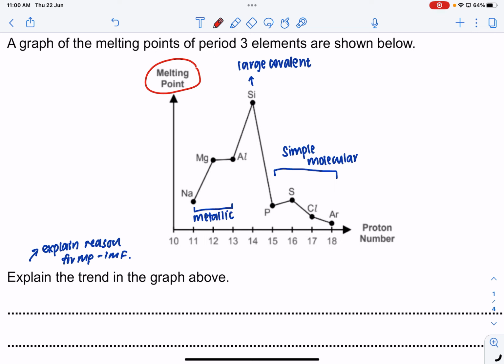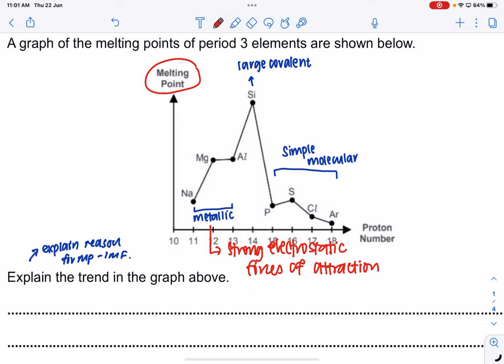For Na, Mg, and Al, they are all metallic. What does metallic mean? It is strong electrostatic forces of attraction, but take note, this is between your cation and your sea of delocalized electrons. This is the bonding. And why from sodium to magnesium to aluminium does it increase? It's because of the increased number of valence electrons in your sea of delocalized electrons.